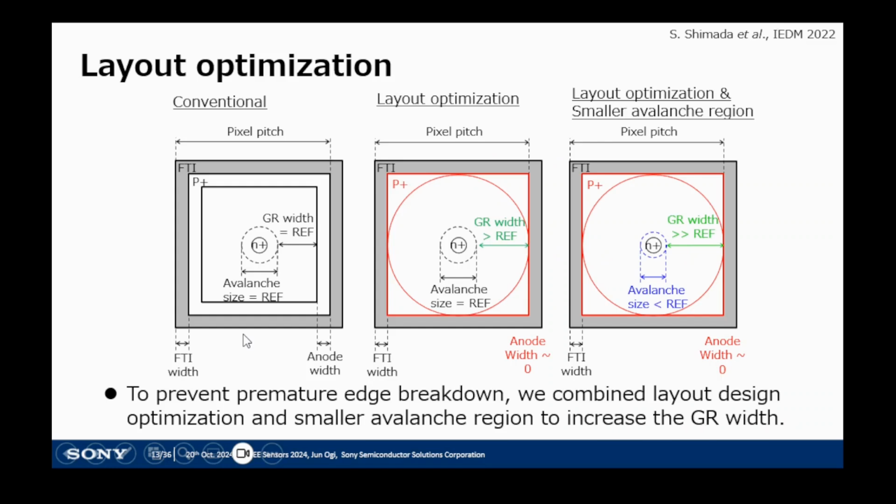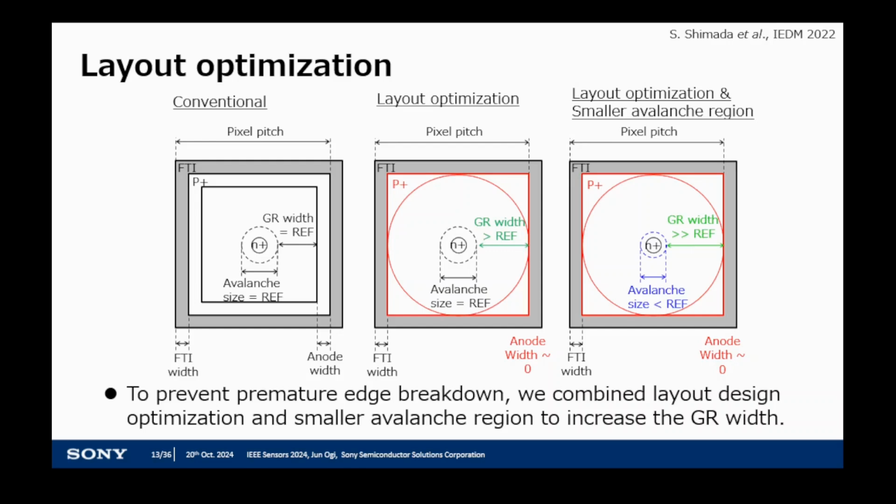To reduce the pixel size, suppression of edge breakdown is important. This is equivalent to managing the electric field at the edge of the pixel or avalanche region. To prevent edge breakdown, Shimada et al. have introduced a circular anode design and a small avalanche region in IEEE 2022.